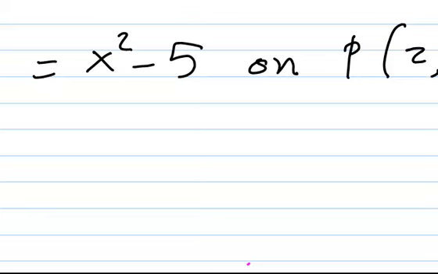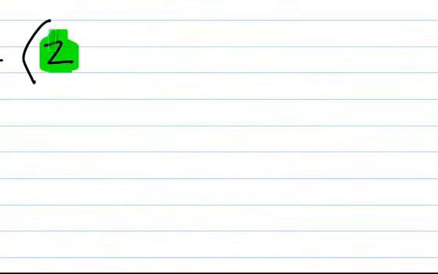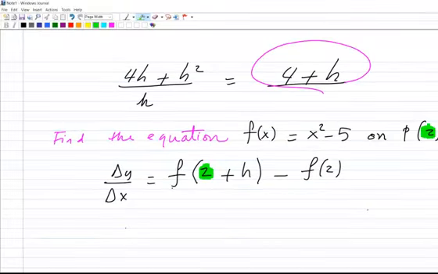So then first, I need to find the slope of a secant. So I'm going to say change in y over change in x. That will be f of the first point right here, which is 2, put it right here, but then add h to it. So we're still going to say plus h, minus f of 2, and that's the same as the point we have right here. And then we divide everything by h.